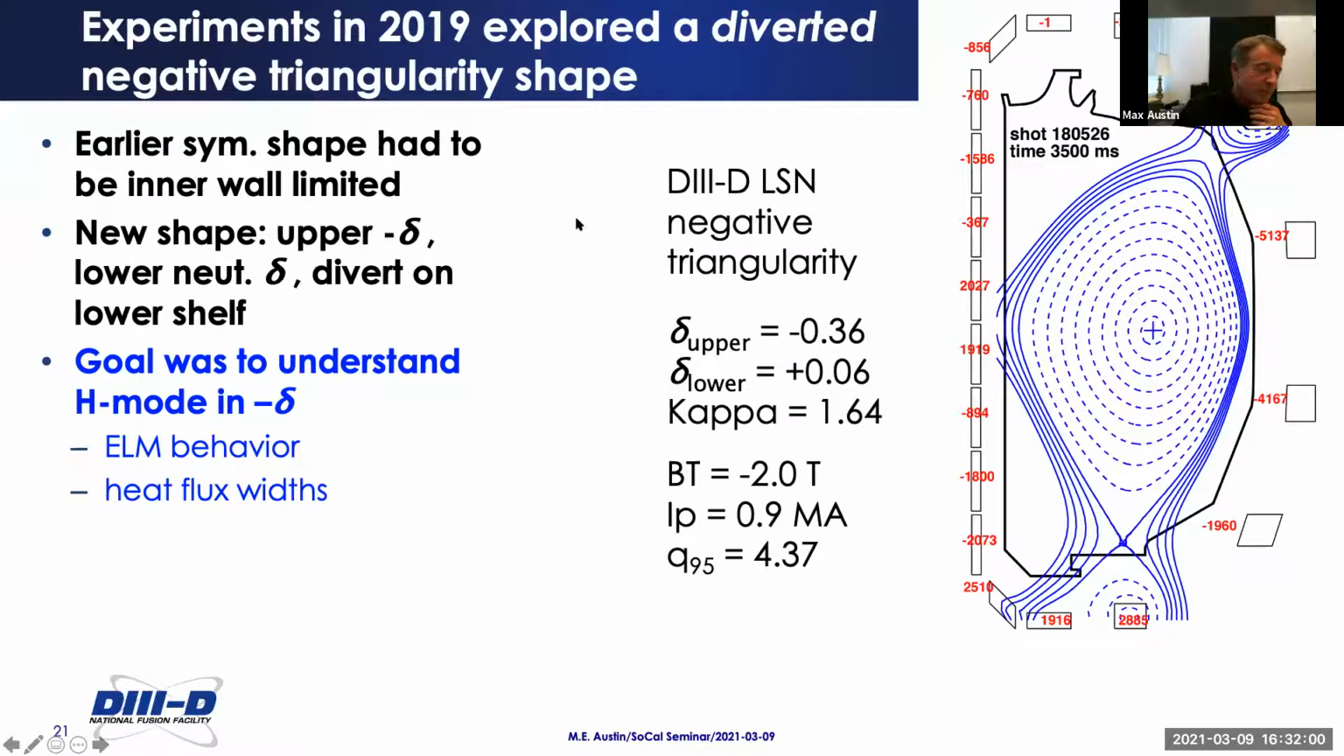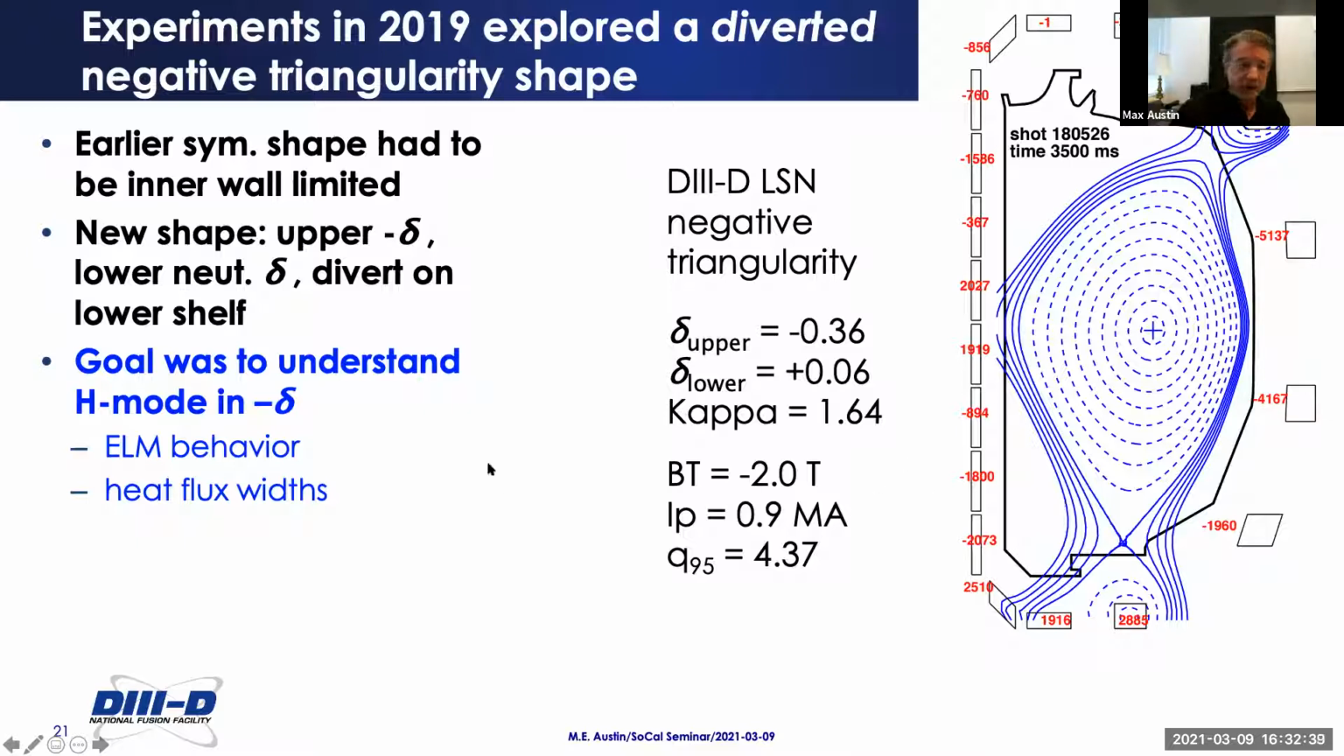We had already this good performance with the symmetric shape, but it was thought that if you add the good confinement of negative triangularity with an H mode pedestal and edge, then it would just get super H mode confinement. So this shape, shown on the right here, was developed with, again, upper negative triangularity of roughly 0.4, but a neutral or near zero lower triangularity that allowed a diverted shape down here, an open divertor. And this shelf here can take as much power as the inner core.